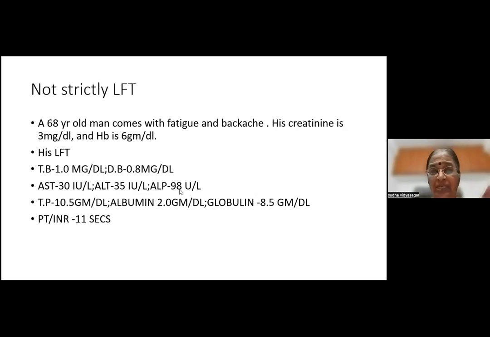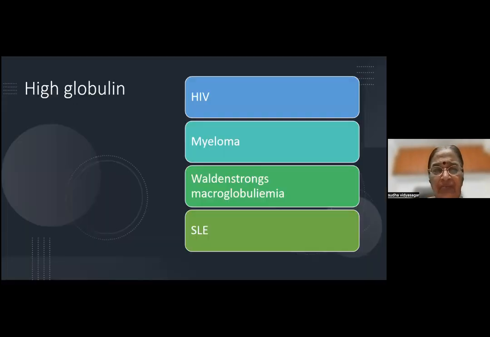And the ALP is not raised, like I was discussing in the MedCAS group. ALP will not go up in a myeloma unless you have a fracture. Okay, right, fine. So that's a multiple myeloma. So that also can be picked up from an LFT.